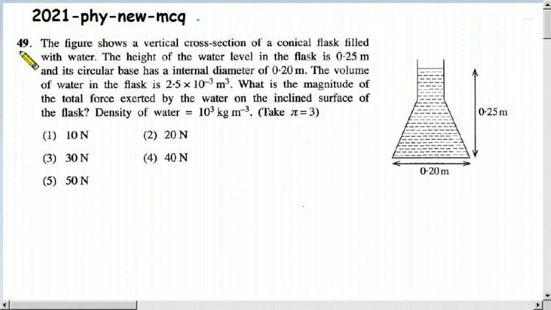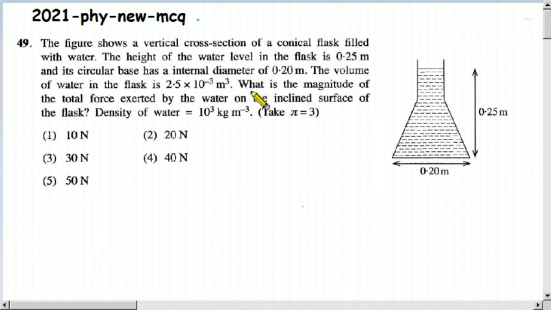Children, today I am going to discuss question number 49 from the MCQ part of the 2021 Physics New Syllabus paper. The figure shows a vertical cross section of a conical flask filled with water. The height of the water level in the flask is 0.25 meter and its circular base has an internal diameter of 0.20 meter. The diameter is given at the bottom. The volume of water in the flask is 2.5 times 10 power minus 3 cubic meter.